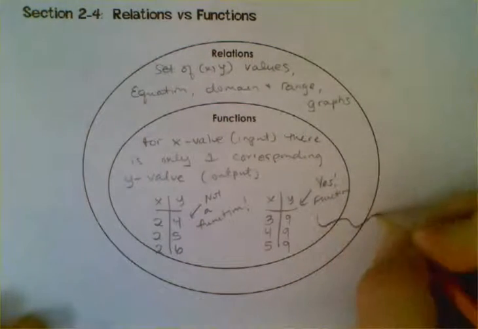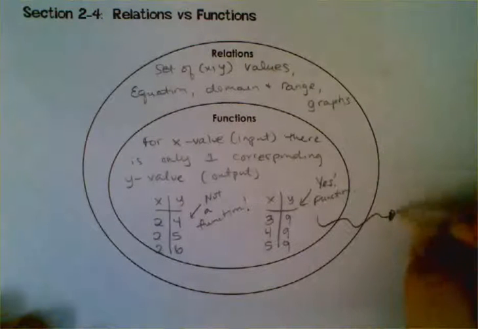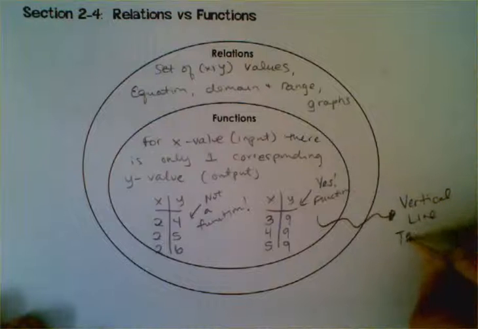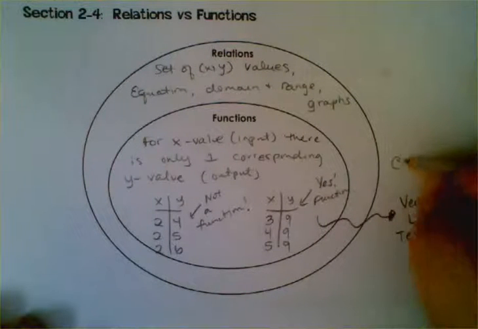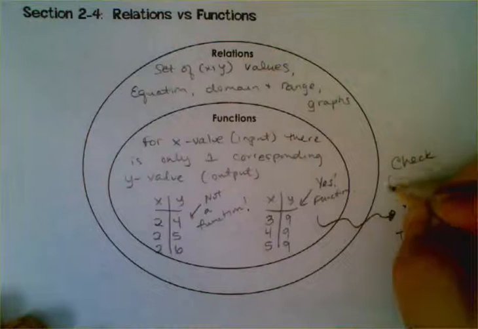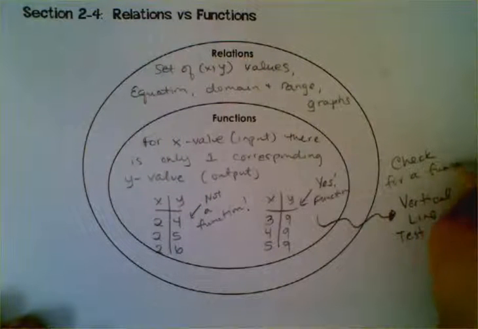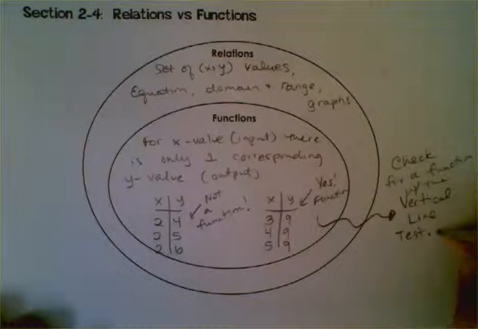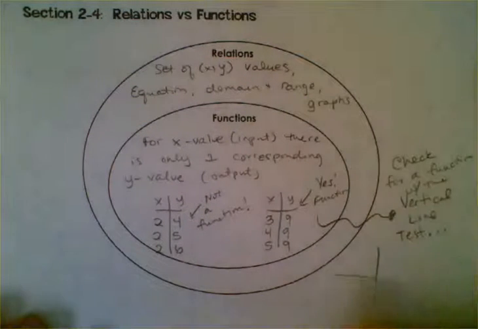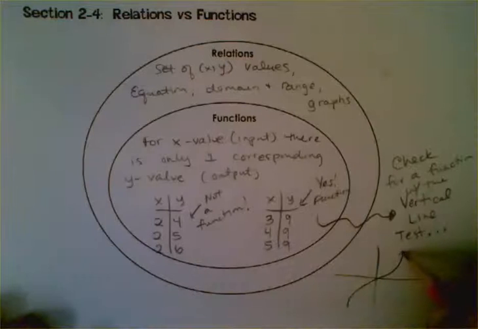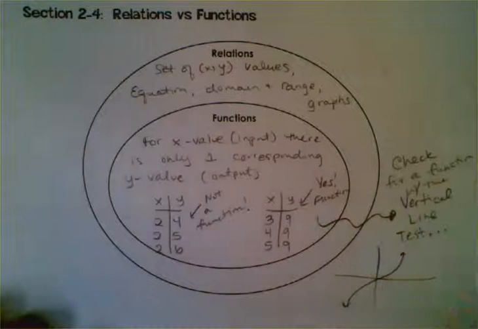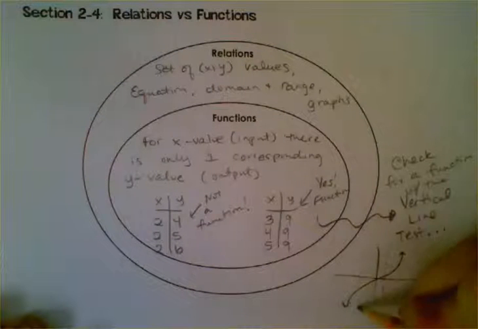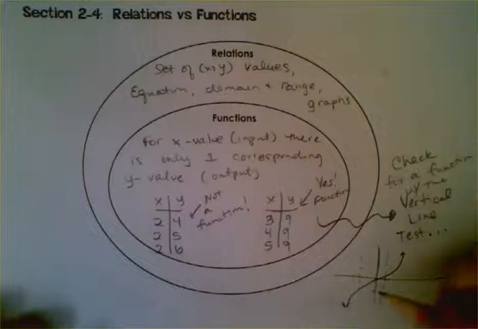And on graphs, we have what's called the vertical line test. So we can check for a function with the vertical line test. Here's how it looks. We take our graph. Let's say we have this graph here. And we draw vertical lines anywhere we want. So here it could be here. And if we could input an infinite number of vertical lines, it'd be even greater.